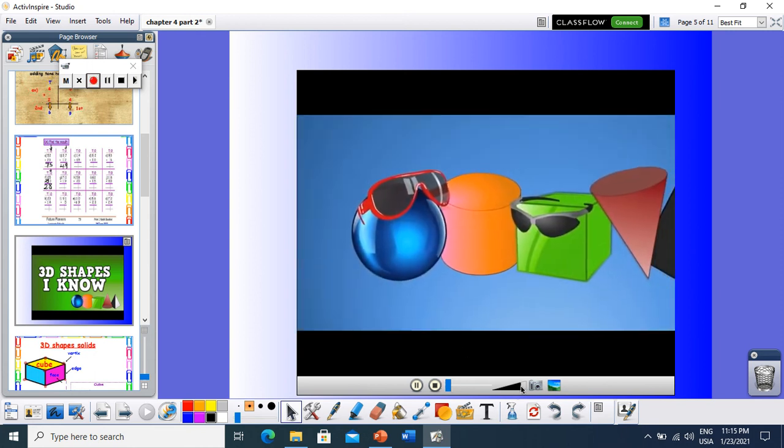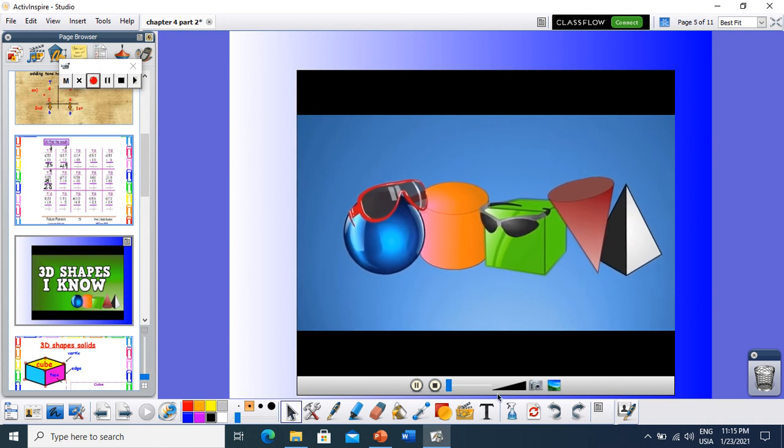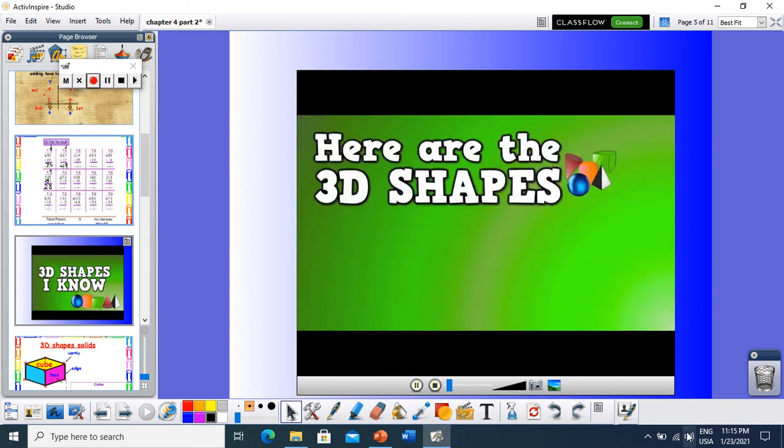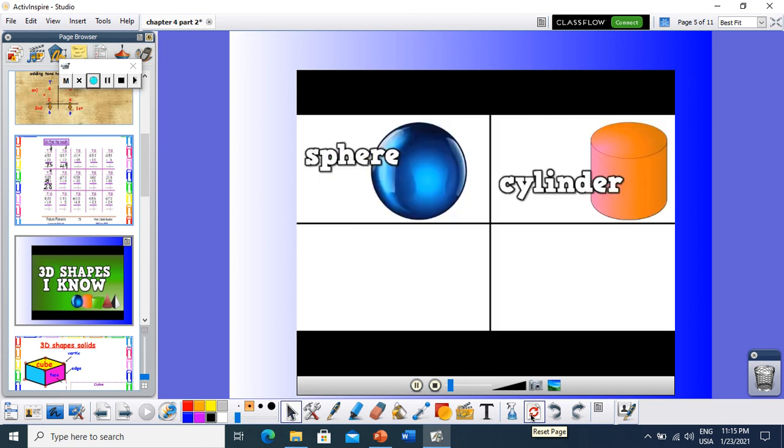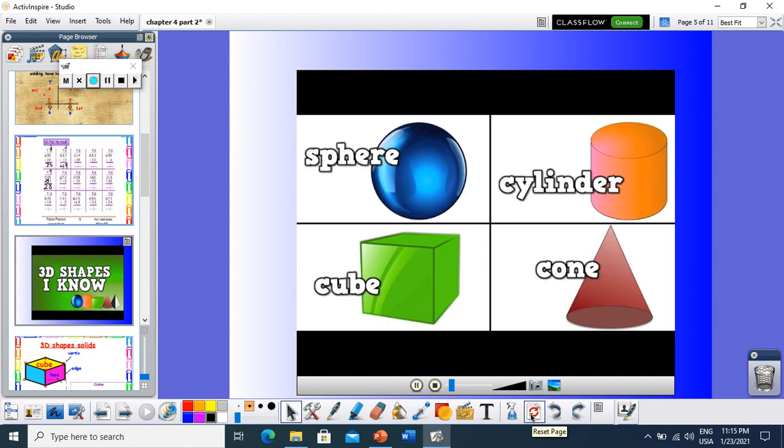I'm a 3D shape expert. Here are the 3D shapes that I know. A sphere, a cylinder, a cube, and a cone.